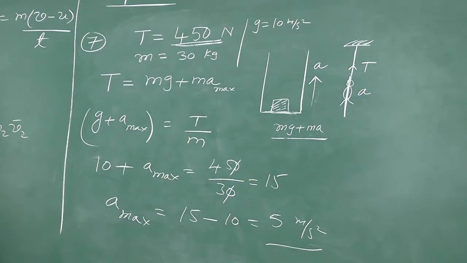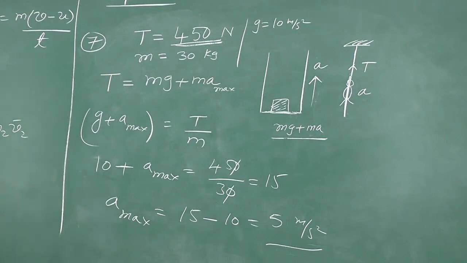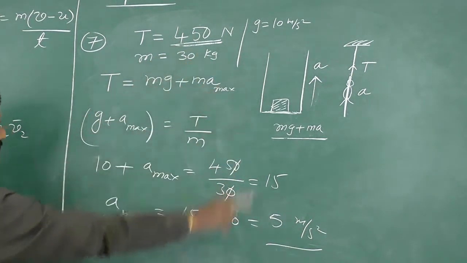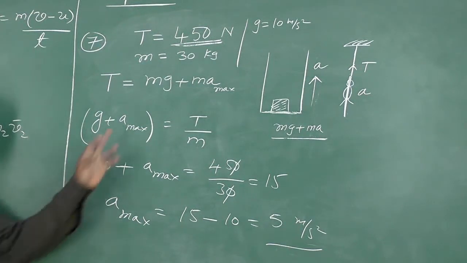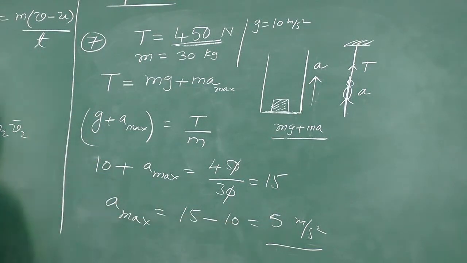Maximum, for maximum acceleration, this is the formula, T equal mg plus ma maximum. If the tension is more than 450 Newton, then this rope simply breaks. So we use this formula, T equal mg plus ma maximum. Using this, a maximum equal to 5 meter per second square. So that is the answer.